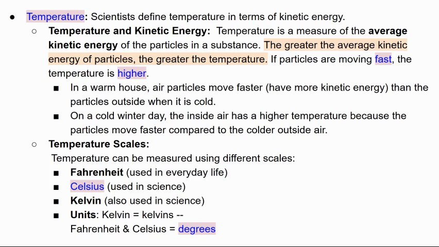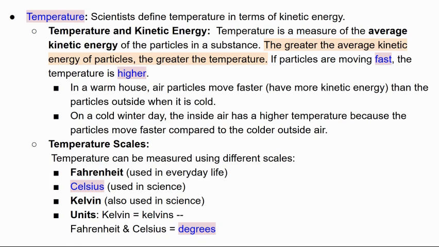Okay, temperature. Scientists define temperature in terms of kinetic energy. Temperature is a measure of the average kinetic energy of the particles in a substance. The greater the average kinetic energy of particles, the greater the temperature. If particles are moving fast, the temperature is higher. So, the faster the particles are moving, the hotter the item will be.